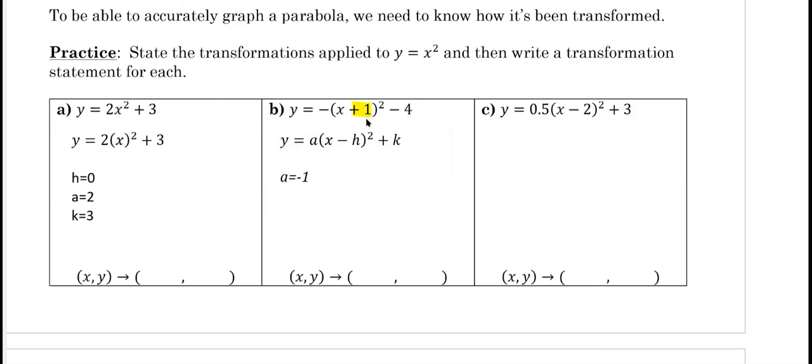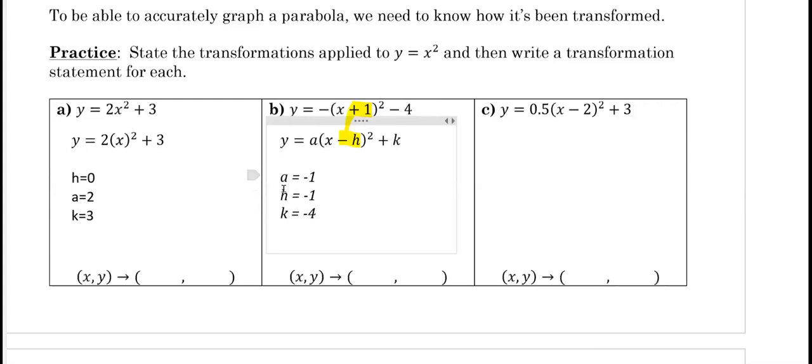So you've got this situation, you have a +1, but the formula has a -h. So how do you turn a minus into a plus? What kind of number does the h have to be? If you said negative, you are correct. So h has to be -1. All right. And then your k value is just that value on the end right here.